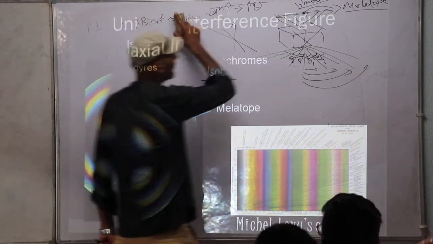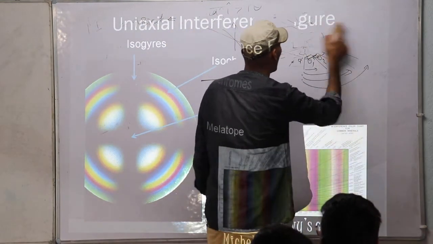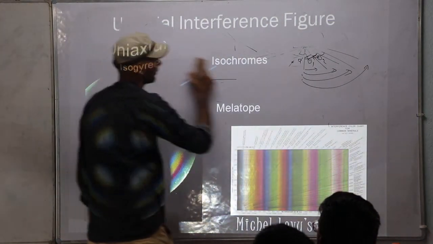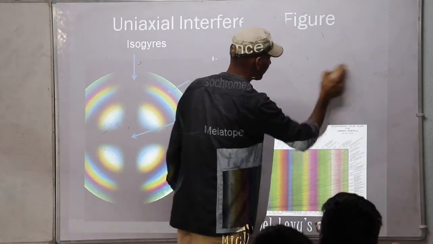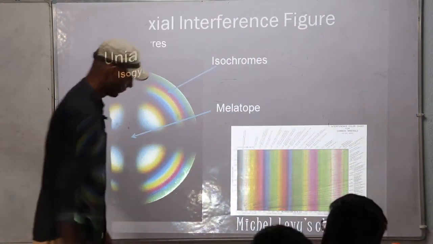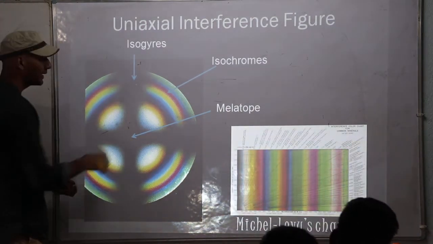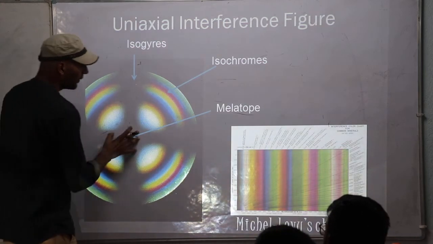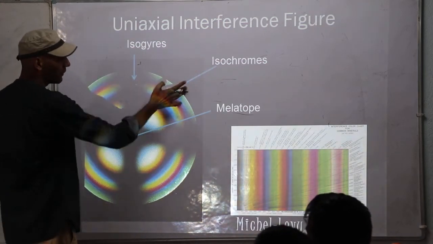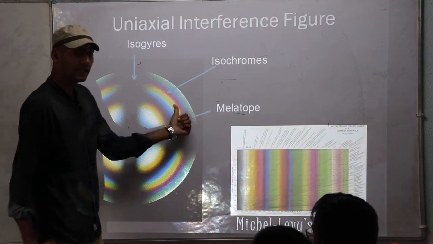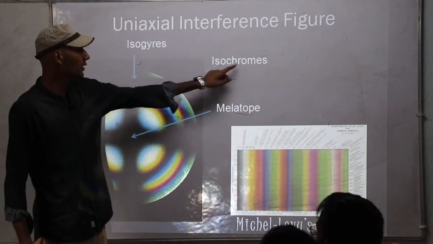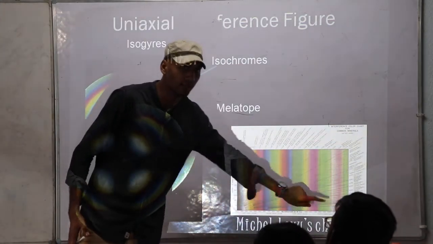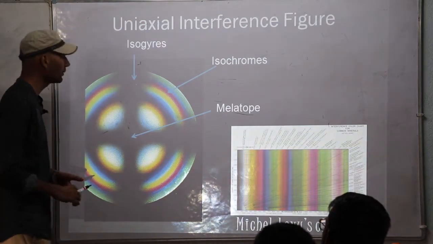So you can see what the parts of an interference figure are. The center part is known as melatope, which is the zero retardation point. Moving away from the melatope, you find colored rings which are increasing in order. Those are known as isochromes. How to define their order? By using the Michel-Lévy chart, which is used for defining the order of interference color.